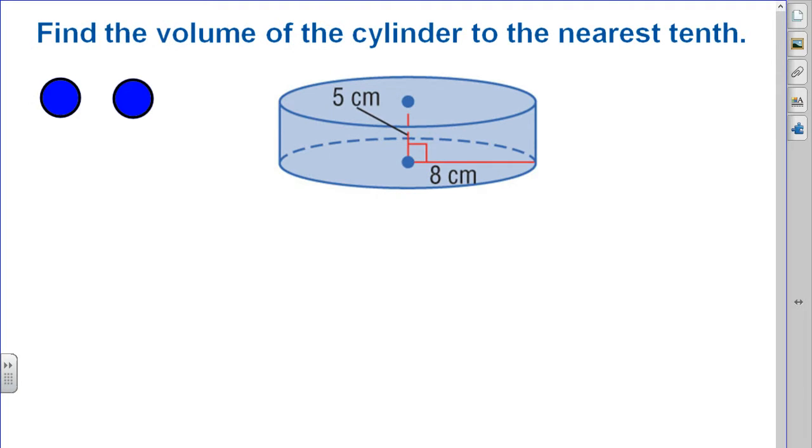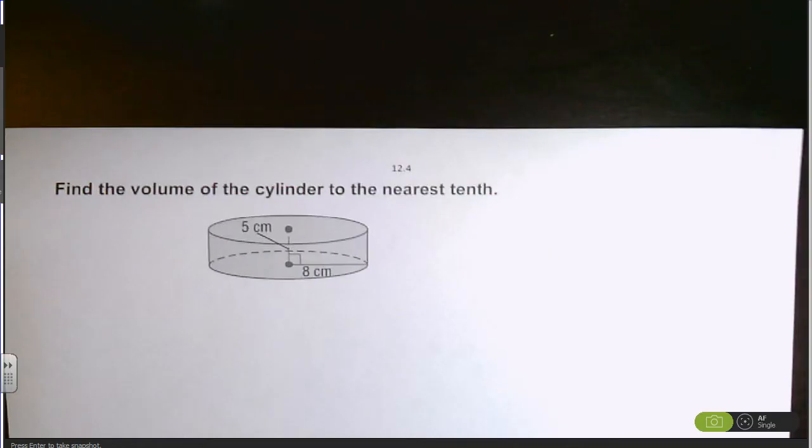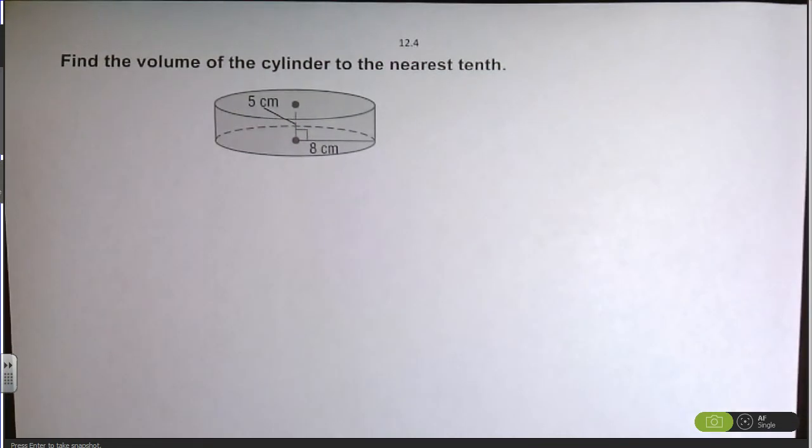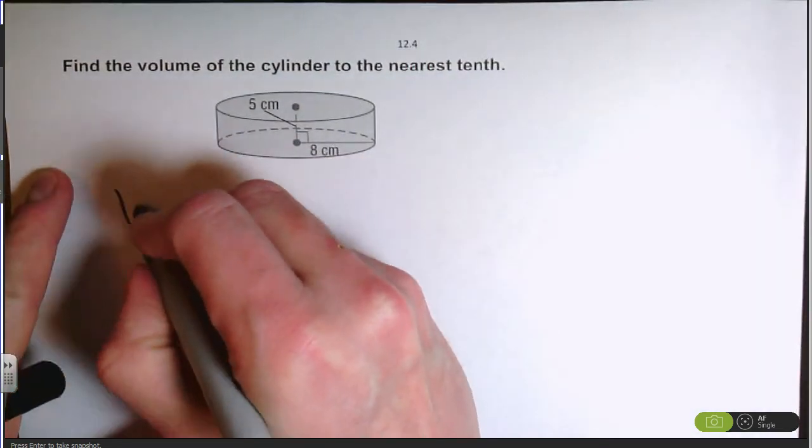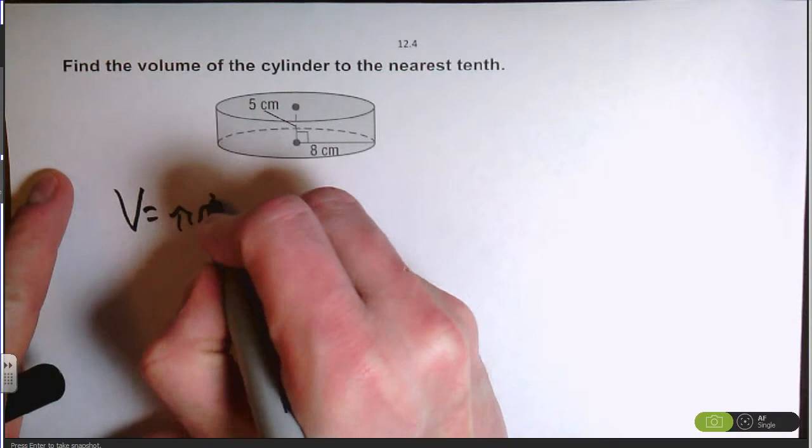Now, for the cylinder then, find the volume of the cylinder. It says to the nearest tenth. We'll do both, in terms of pi and to the nearest tenth. Okay, so here we go. The formula for the volume of a cylinder is pi r squared h.